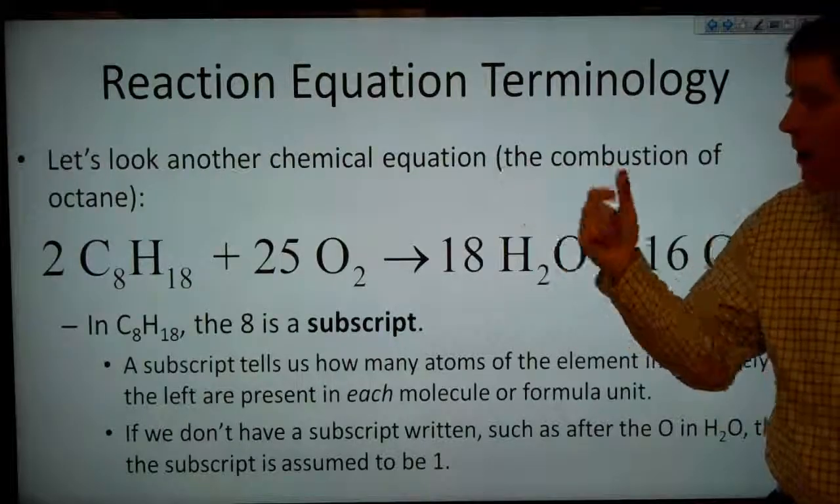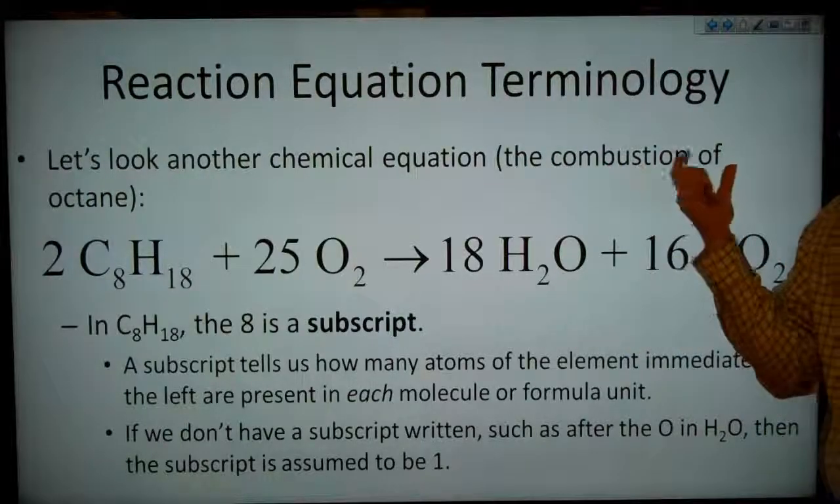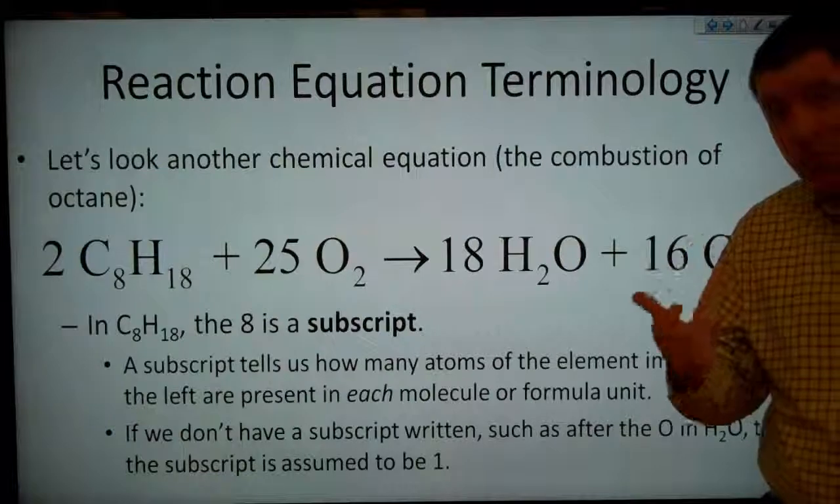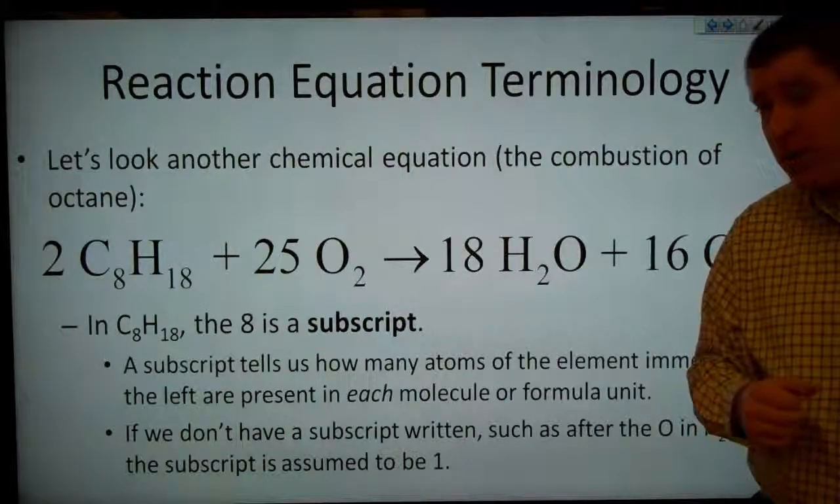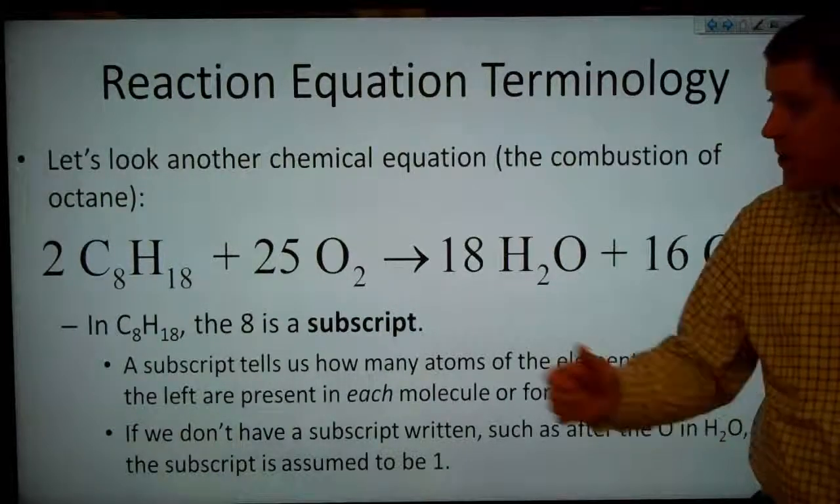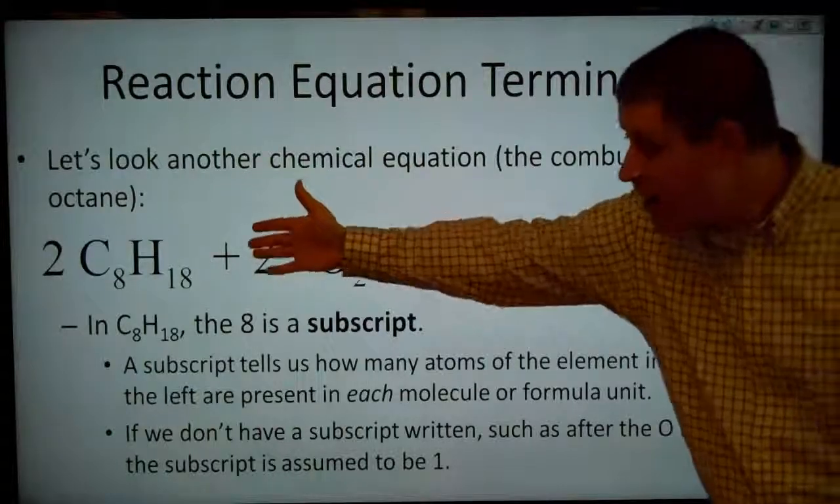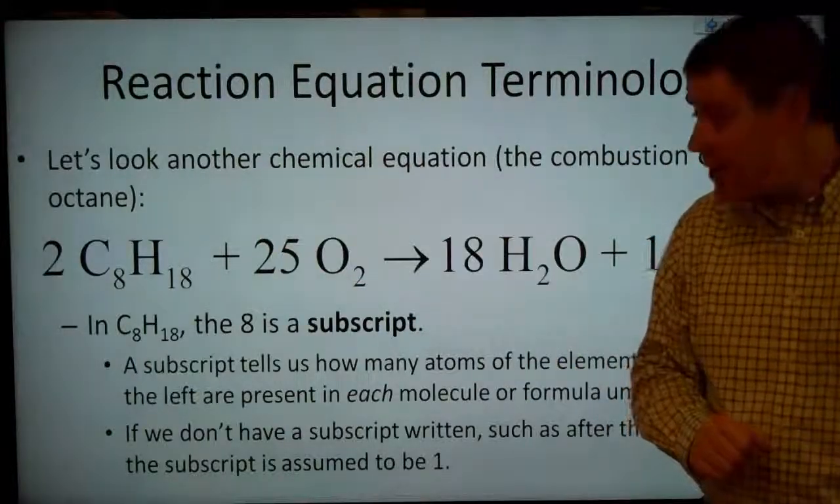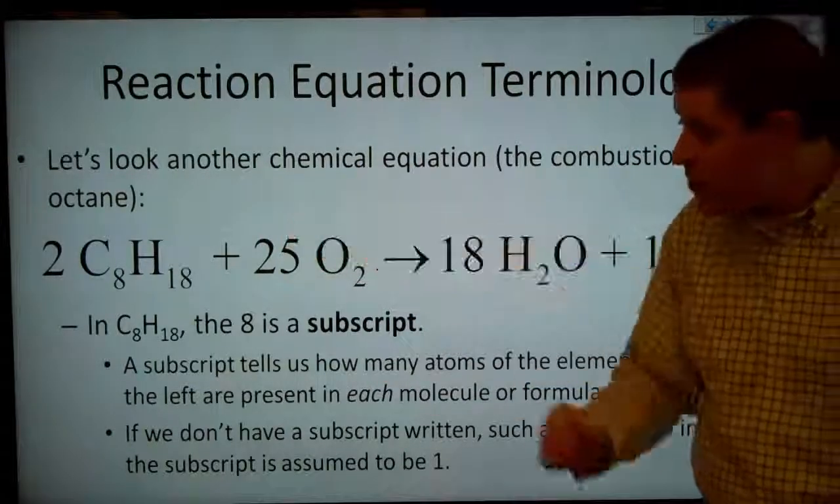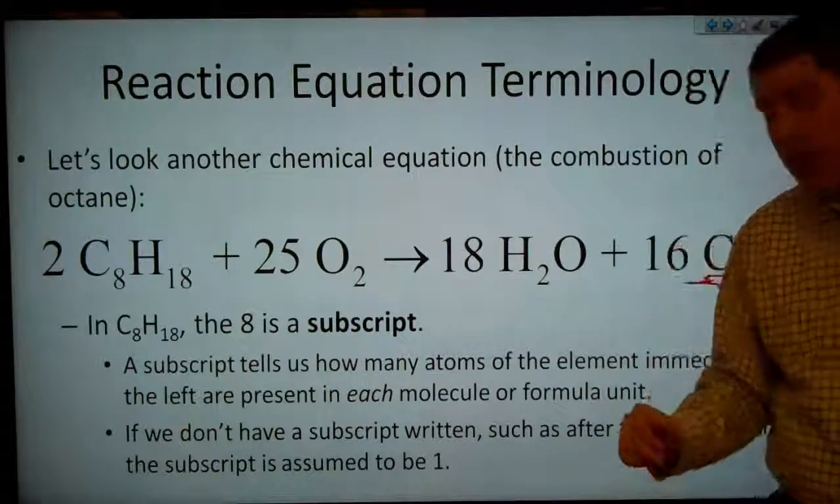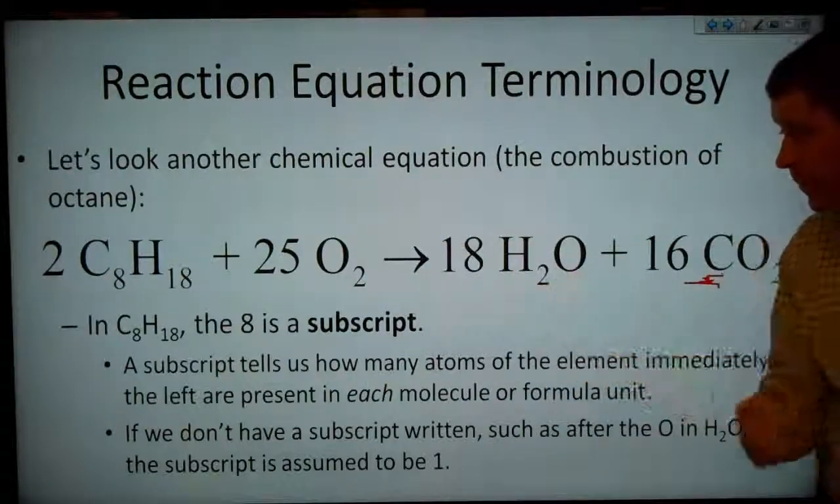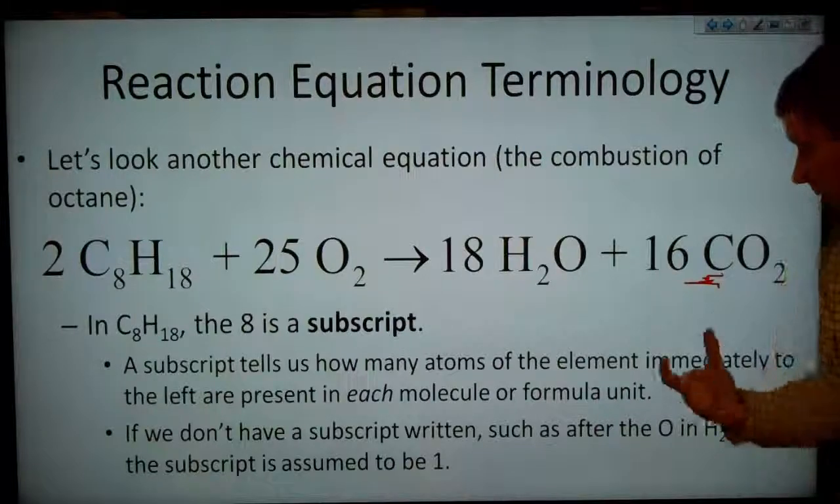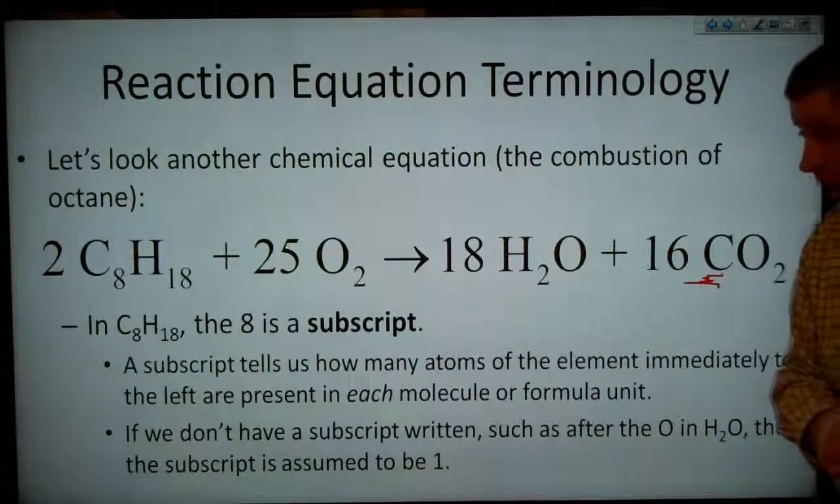Now let's look at another chemical equation. In this case, the combustion of octane, which is the primary component in gasoline that we use in automobiles. So here we have octane, C8H18, and we have 2 molecules of octane plus 25 molecules of oxygen, yielding 18 molecules of water and 16 molecules of carbon dioxide.